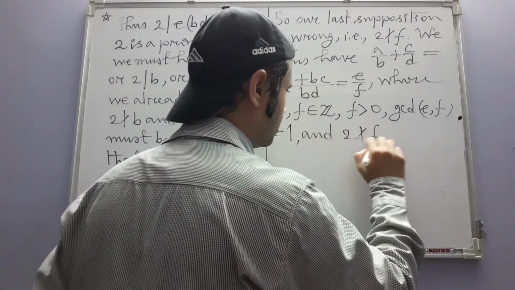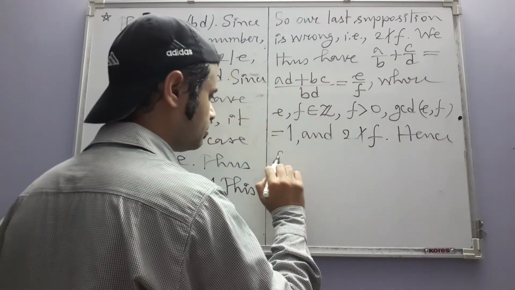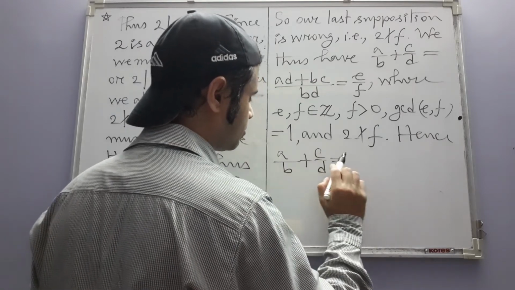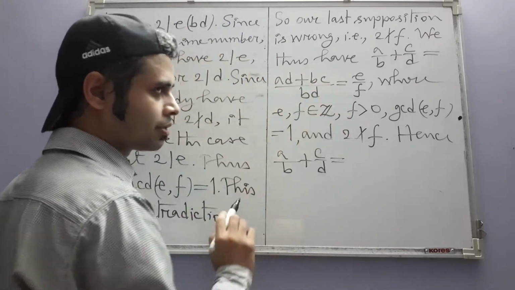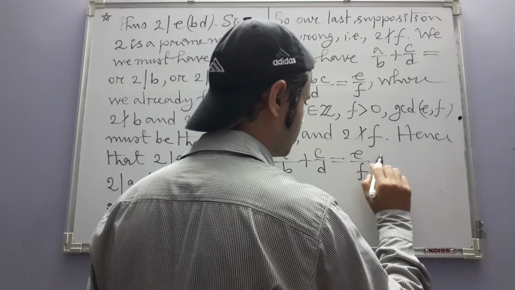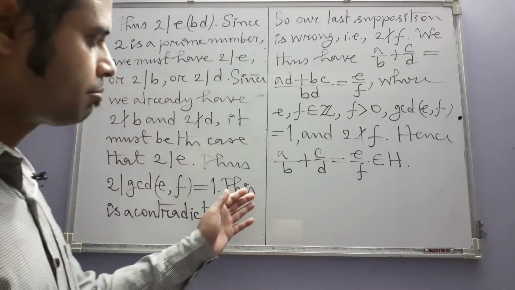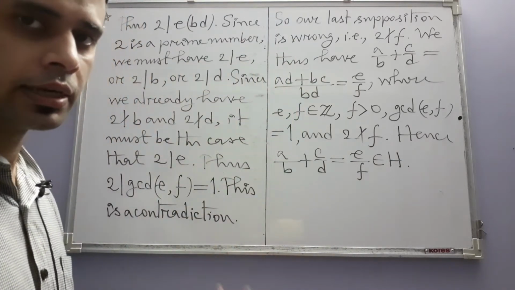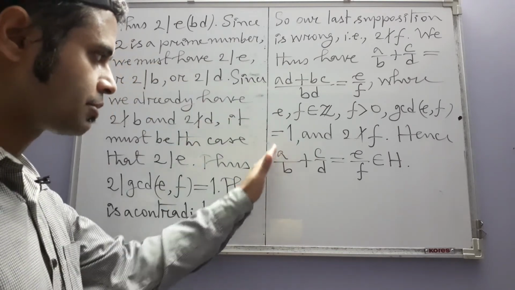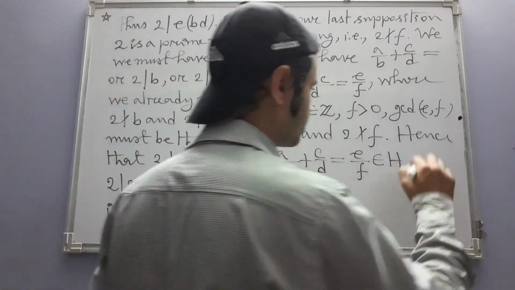Two does not divide F. Hence, this is where we may choose to not write this thing in the middle. This belongs to H. So this shows that the sum of any two elements in H is again in H. The next thing that we have to show is that the negative of, say, A divided by B is in H, that is very simple.